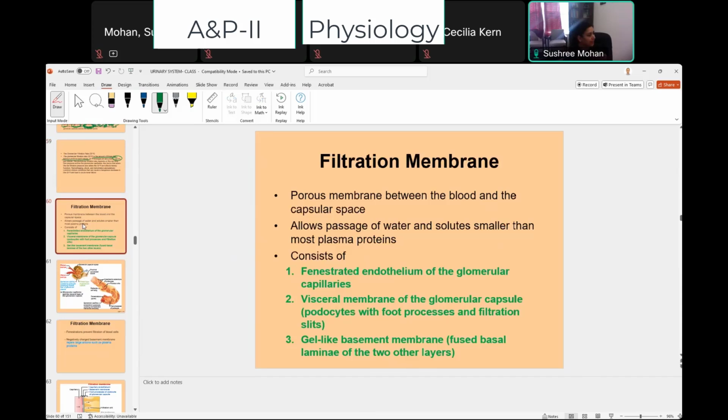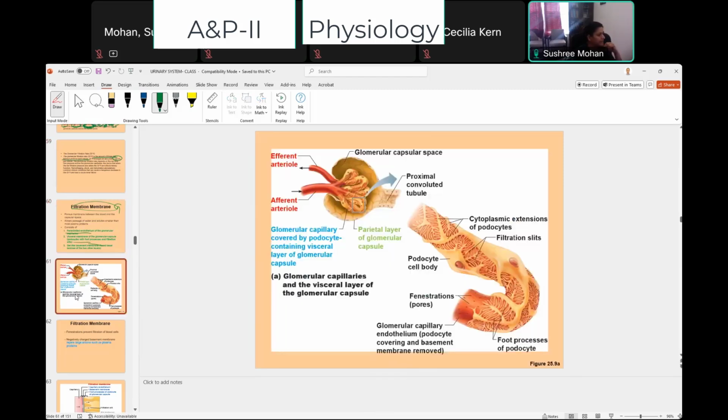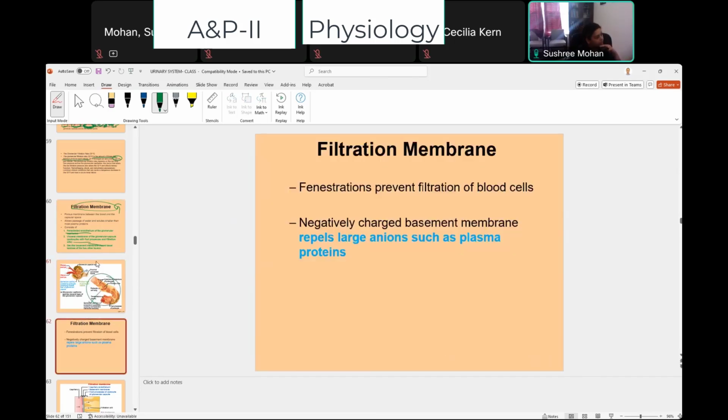So the filtration membrane, we already discussed it. This is the filtration membrane present in the glomerulus. I told you about the fenestrated, which means with window-like slits. We talked about the podocytes, the foot processes, and how the filtration occurs through them. We discussed this diagram and I showed you this particular fenestration or pores. So we are done with the filtration membrane.